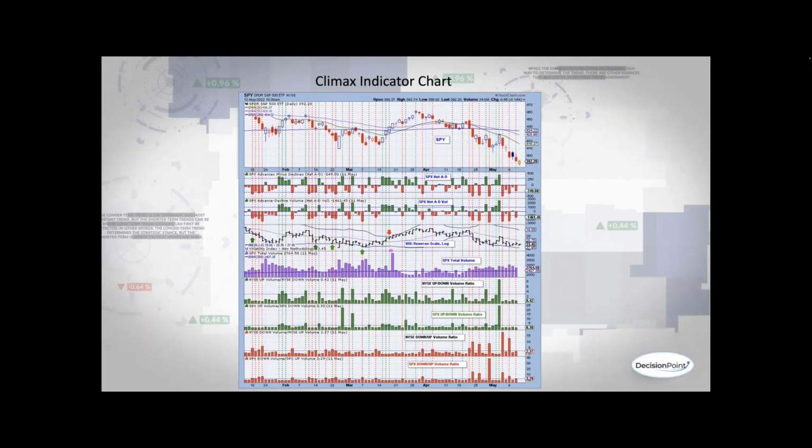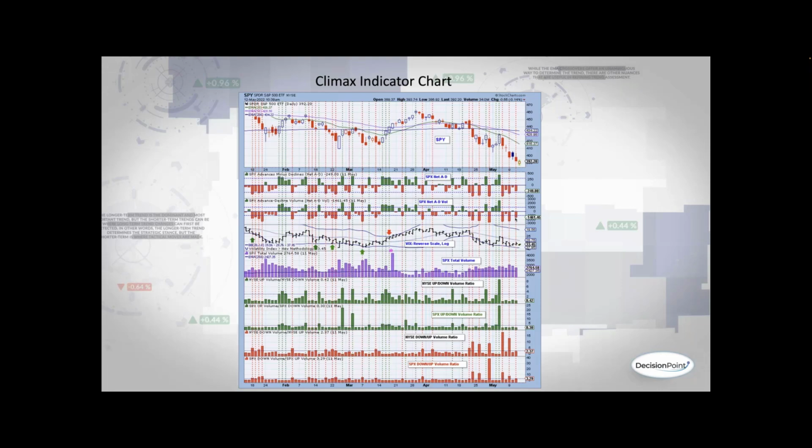Here's our climax chart. It is a little bit busy here, but that's kind of how it works. What we do here are the net advance decline, net advance decline volume at the top. There's your VIX. This is your total volume on the S&P. And then here are those ratios, the up-down volume ratio for the New York Stock Exchange and the S&P, and then the down-up volume ratios. So what we're looking for is when these ratios move above 3. So you can see we had a climactic reading on the S&P that particular day.